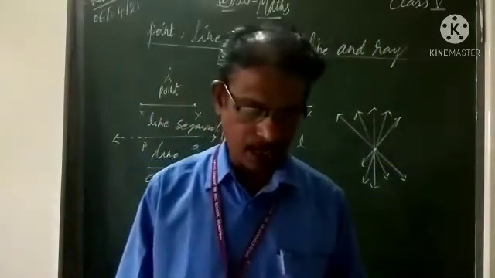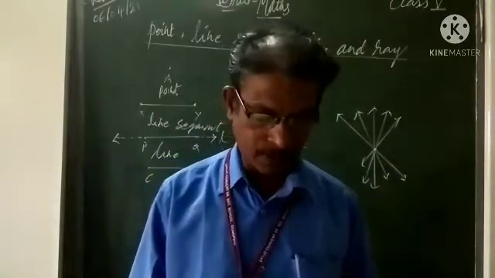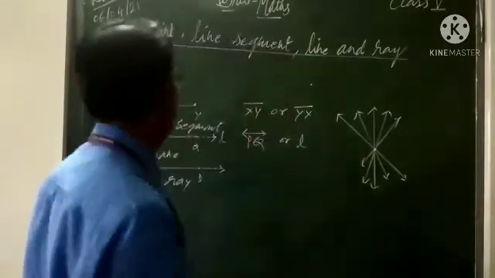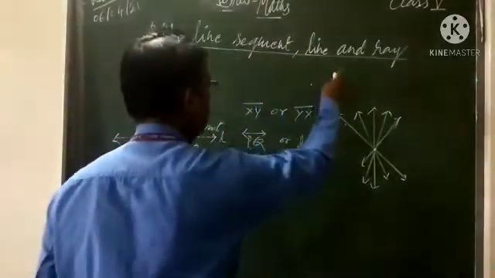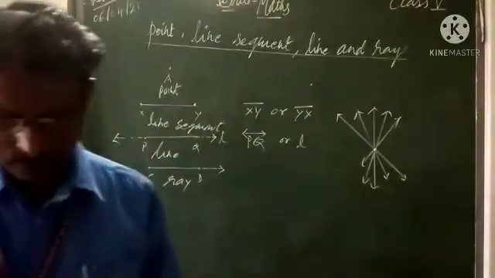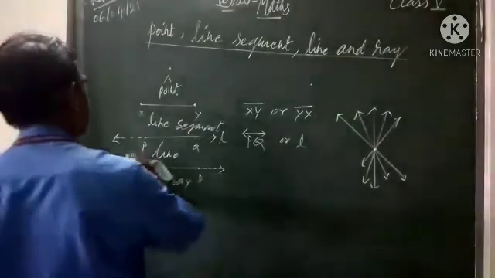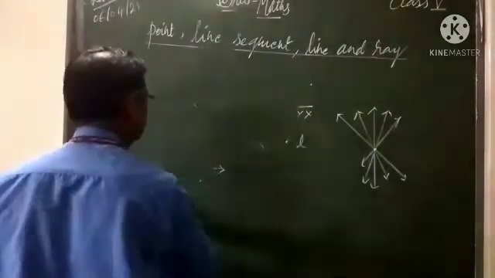However, exactly one line passes through two given different points. That I already explained. So understood this one? Point, line segment, line and ray. So these are the basics. Now next we will study parallel and intersecting lines.